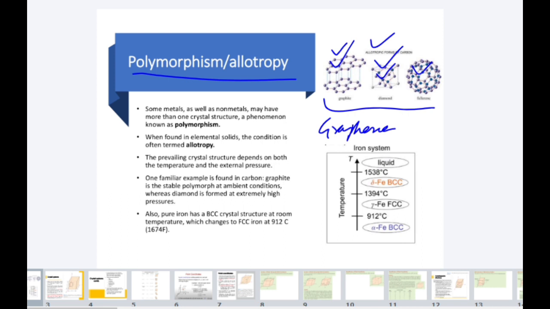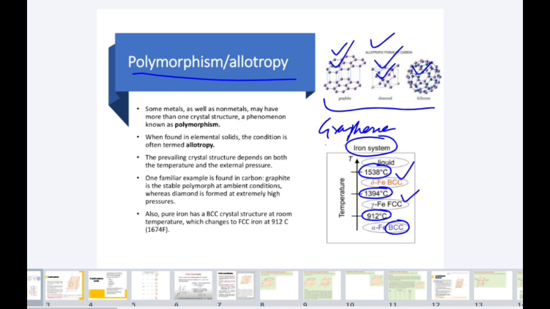Now the prevailing crystal structure depends both on temperature and external pressure. So if we change the temperature, or we change the external pressure on the material, the crystal structure might change. Now here is the example of iron. For the iron system, if we increase the temperature, at 912 degrees centigrade the iron behaves as a BCC crystal structure. And at 1394, it behaves like an FCC crystal structure. And when the temperature reaches 1538 degrees, which is the melting point of iron, it converts back to body-centered cubic because of the changing temperature.